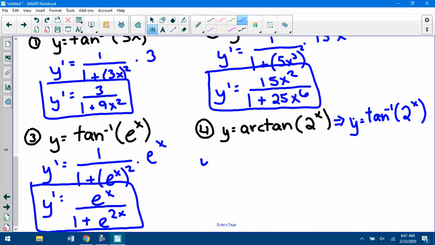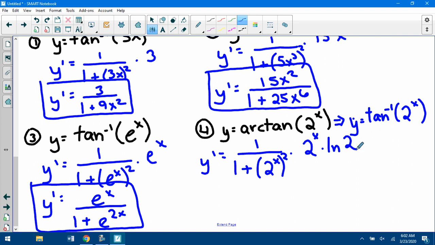So no difference. The derivative is going to be y prime equals 1 over 1 plus what? 2 to the x squared times the derivative of 2 to the x. And again, that's one that I don't think of too much. Think of it like an exponential e to the x. It's going to stay the same, 2 to the x. Since it's not e, what else do we have? Times ln of 2, right? Okay, so y prime, my answer would be 2 to the x times ln of 2 all over 1 plus 2 to the 2x.